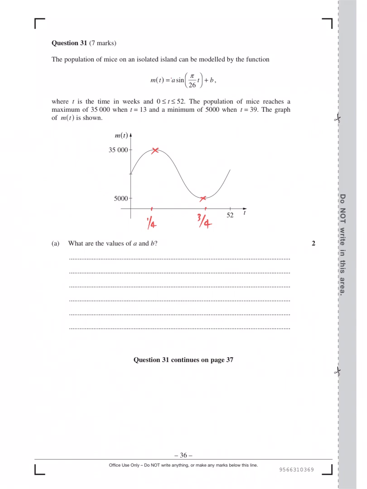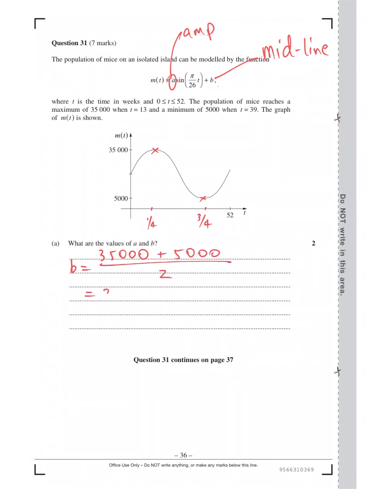Well, A is all about my amplitude, and B is all about my midline, or the y-intercept here, because this is a sine function. So my midline. So I can actually do these two things together if you'd like. To find my midline, I'm going to take the average. It's going to be 35,000 plus 5,000 over 2, which is 20,000.